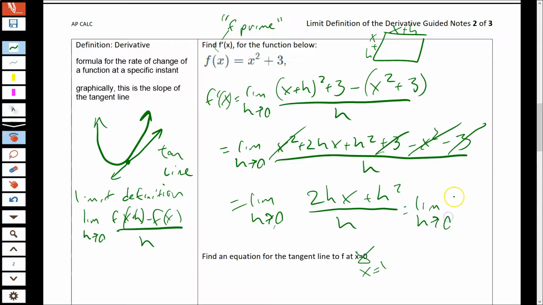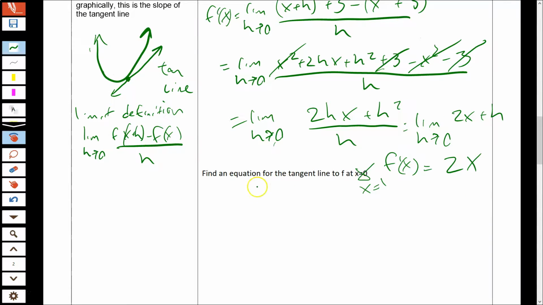And then I can pull an h out of each term just like we did before. And now I can plug that 0 in. And my limit is 2x. So that's my derivative. You just found your first derivative. F prime of x is 2x. Okay, so this is the slope as we move along this function. Notice like the slope over here is negative, whereas the slope over here is positive. Plugging in an x is how we figure that out.